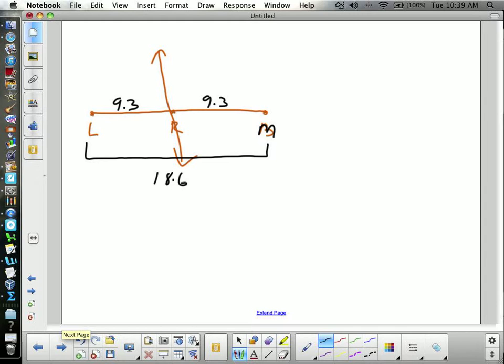Complement and supplement. What does complement mean? Add up to 90, and supplement means 180. So if it's 71 degrees, what would the complement be? 19, and supplement would be 109. Okay. Again, given pictures here.